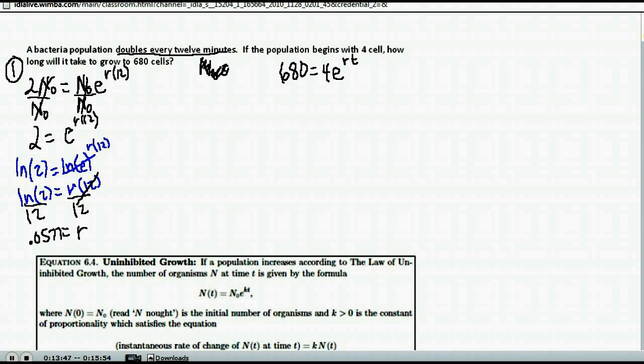All right, now that we have our rate, let's go ahead and find an answer to this problem over here that we started. How long will it take to reach 680 cells? We now know that our rate is about 0.0577. If we wanted to write that as a percent, it would be 5.77%. But since we want it as a decimal anyways, we're not going to move that decimal over. And from here, we're going to solve for t. So we have to isolate that thing that's being raised to a power. So we're going to divide both sides by 4 to start with.